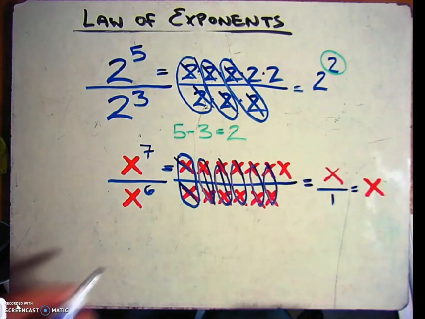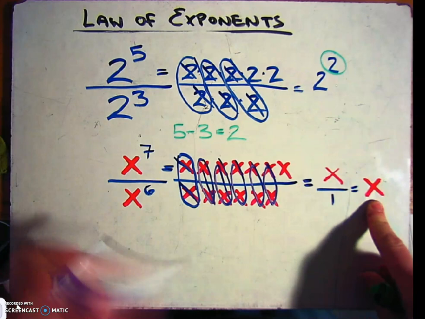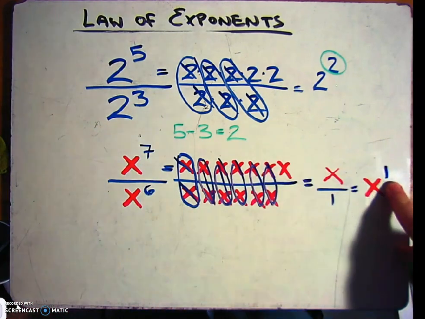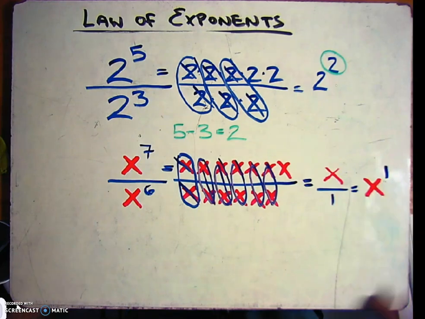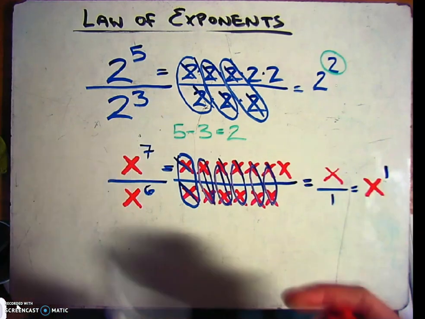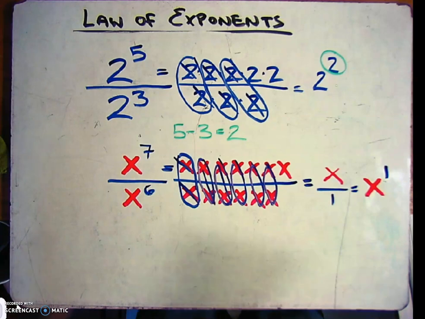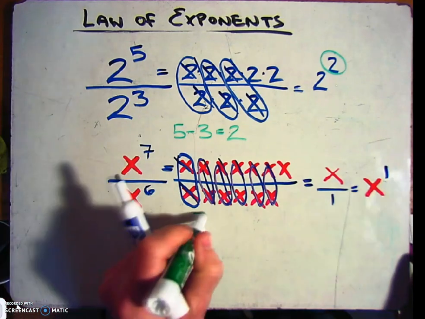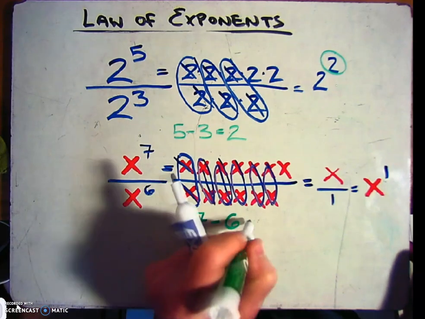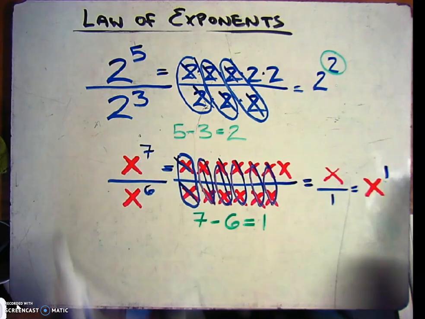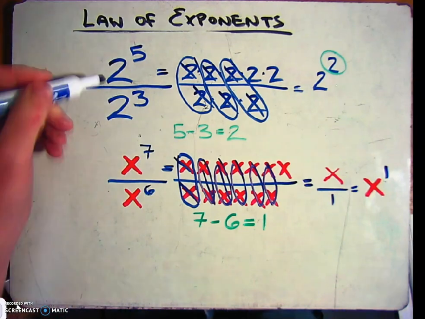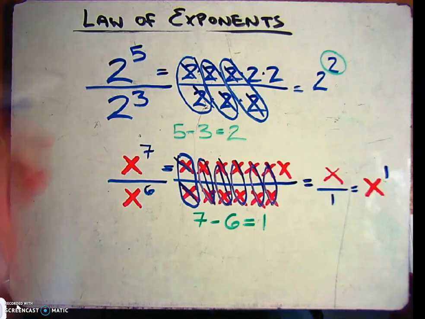Now, if we wanted to write x with an exponent, because there is only one of them, we would say it has an exponent of 1. Now again, take a look at our exponent situation. We had x to the 7th and x to the 6th, and it just so happens that 7 minus 6 equals 1. Now this will work no matter what your base is, as long as it's the same.